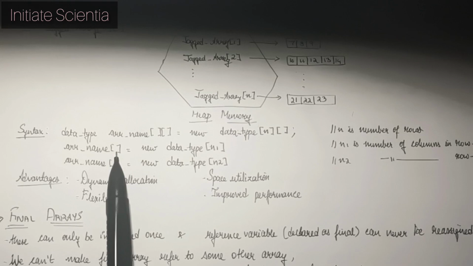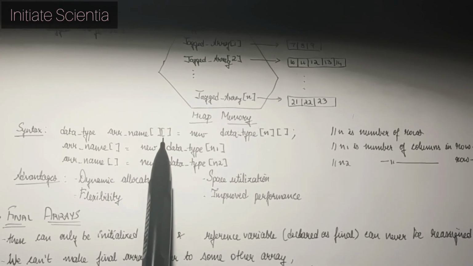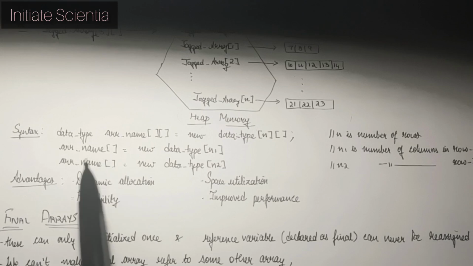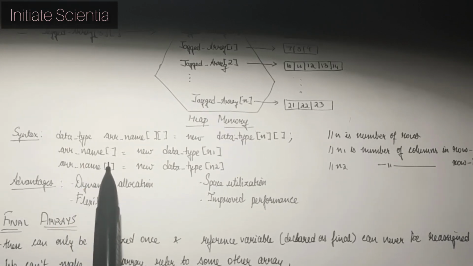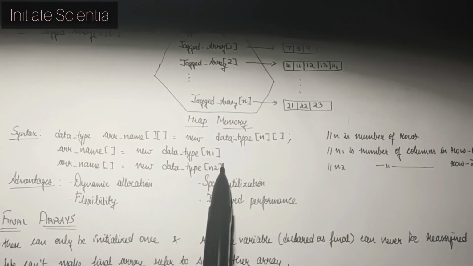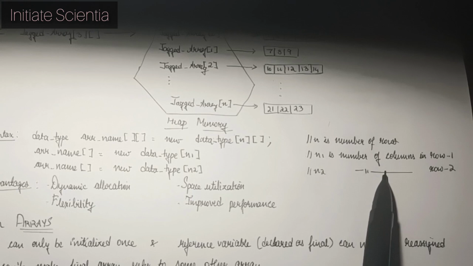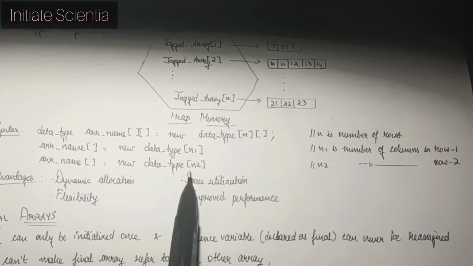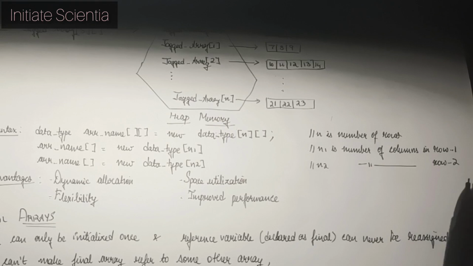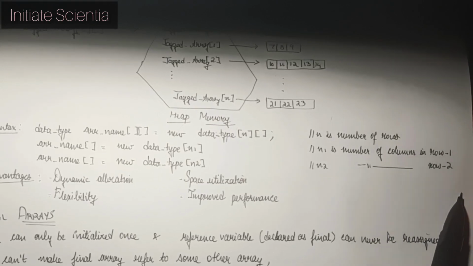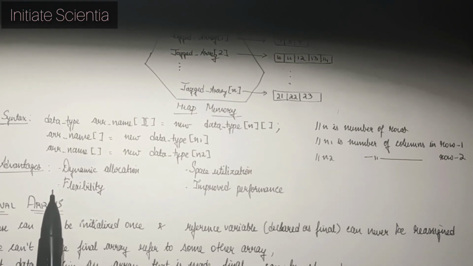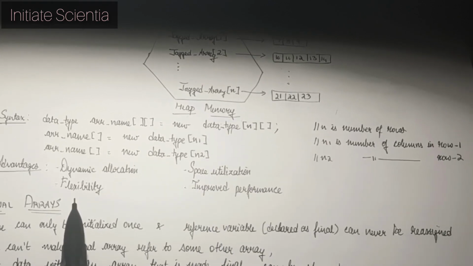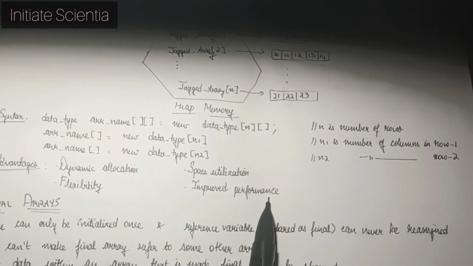Syntax: data type array name, the dimensions, is new data type n. n is the number of rows. Array name is new data type n1. n1 is the number of columns in row 1. Array name is new data type n2. n2 is the number of columns in row 2. Advantages: dynamic allocation, space utilization, flexibility, improved performance.